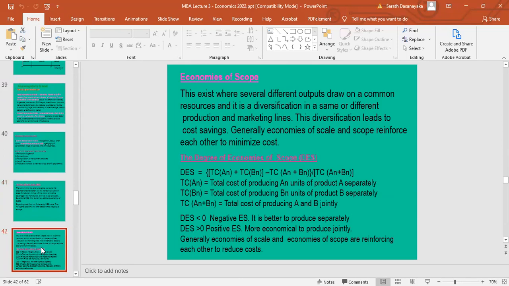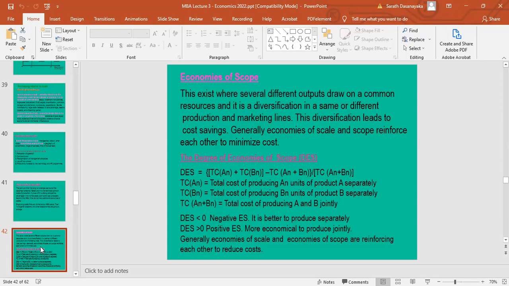Another concept is economies of scope. This exists where several different outputs draw on common resources, and it is a diversification of the same or different production or marketing lines. This diversification leads to cost savings. Generally, economies of scale and scope reinforce each other to minimize the cost. So far we discussed scale and how it comes. The scale will help to reduce the cost, and the scope is diversification, in the same or a different line.